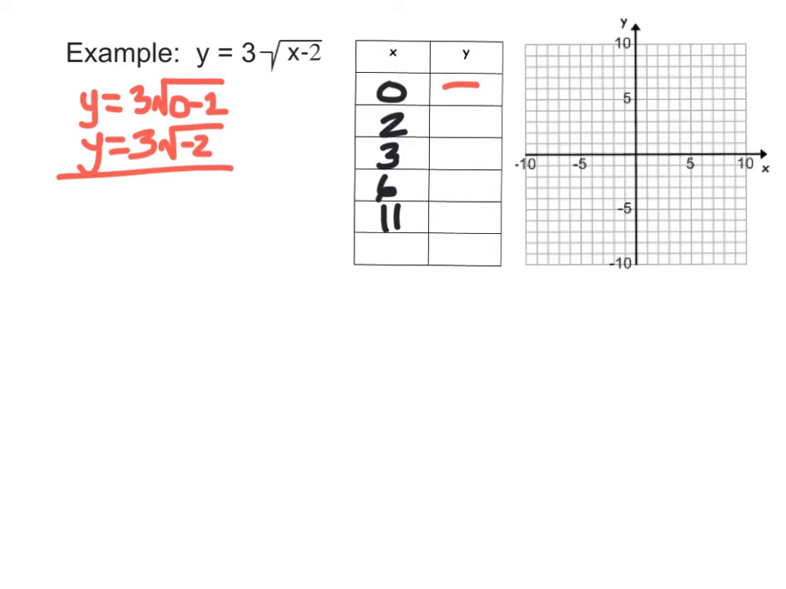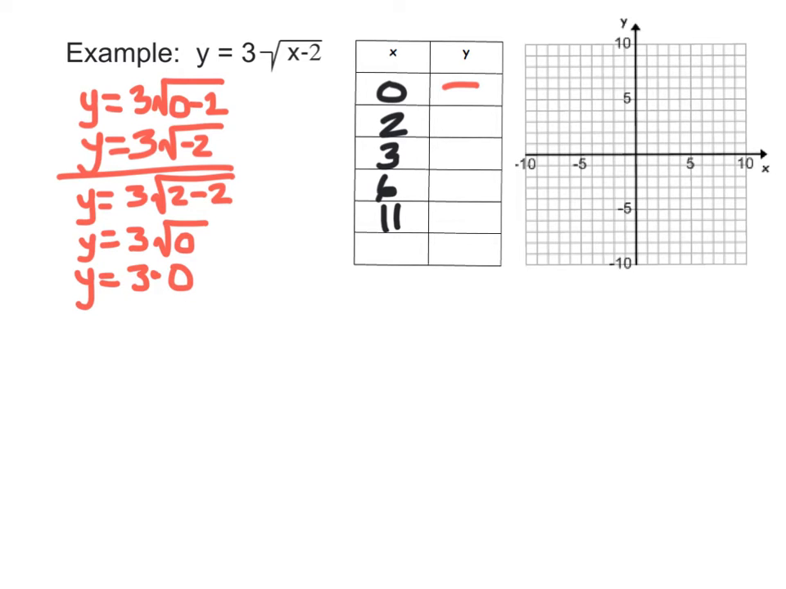Let's try 2. y equals 3 times the square root of, we'll put a 2 in for x, minus 2. Again, I'm just using this right here, copying everything down and putting a value in for x. So y equals 3 times the square root of 2 minus 2, which is 0. Well, 3 times the square root of 0, well, the square root of 0 is 0. So we have 3 times 0, which is 0. So y equals 0 when x is 2.